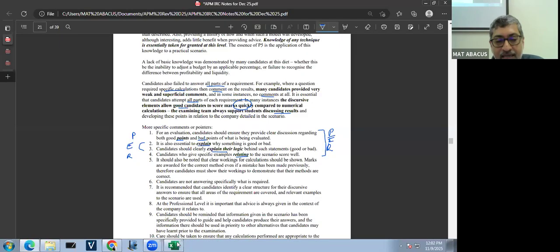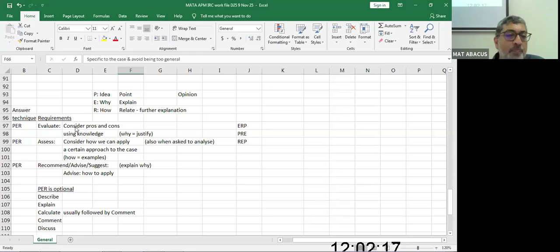Okay, so it's a good technique. So P is the point, E is explain. That's when basically the explanation will tell us the why. So if your explanation is a bit too general and doesn't really tell the why, you know you're not doing it well. And if you're relating, it's anything which is further explanation in relation to the scenario, or in relation to theory. Yeah, that will help us on the how.